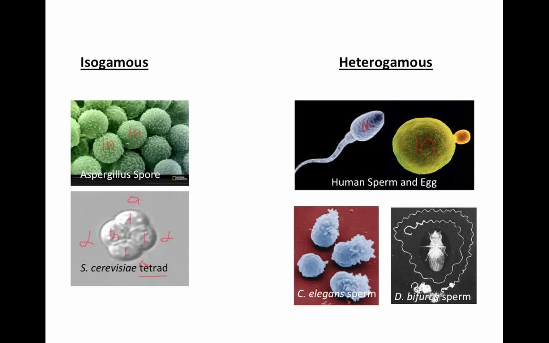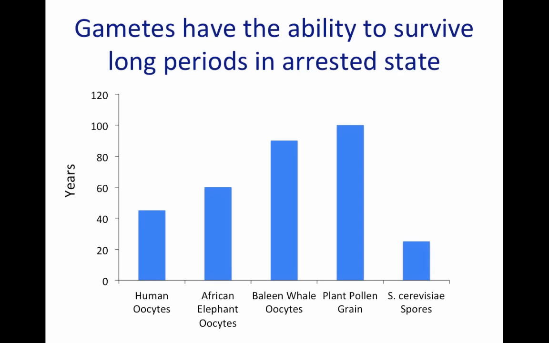Another thing I want to talk about is the fact that gametes can survive a very long time, particularly the spores seen here in these fungal species, but also the oocyte in animals. And this is just a quick figure here to give you an idea of how long these oocytes can last, or spores. Human oocytes can last about 40 years, over 40 years. African elephant oocytes, they can last over 60 years. Baleen whale oocytes, they can last almost 100 years. Plant pollen grains can last well over 100 years.